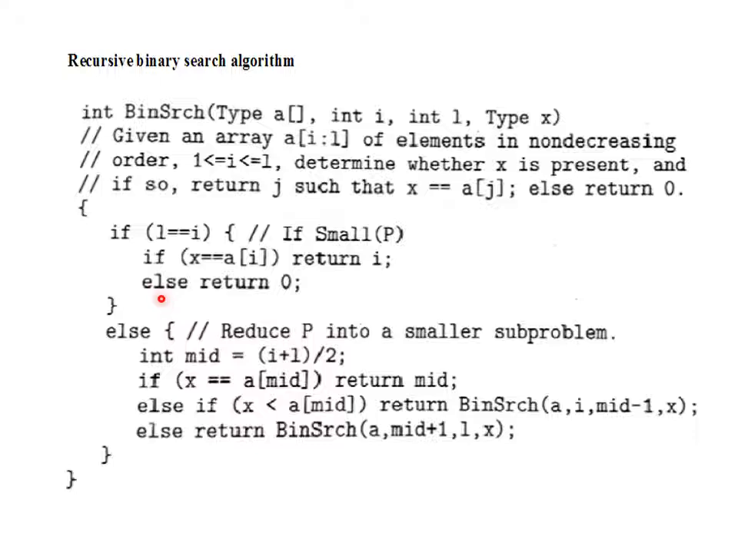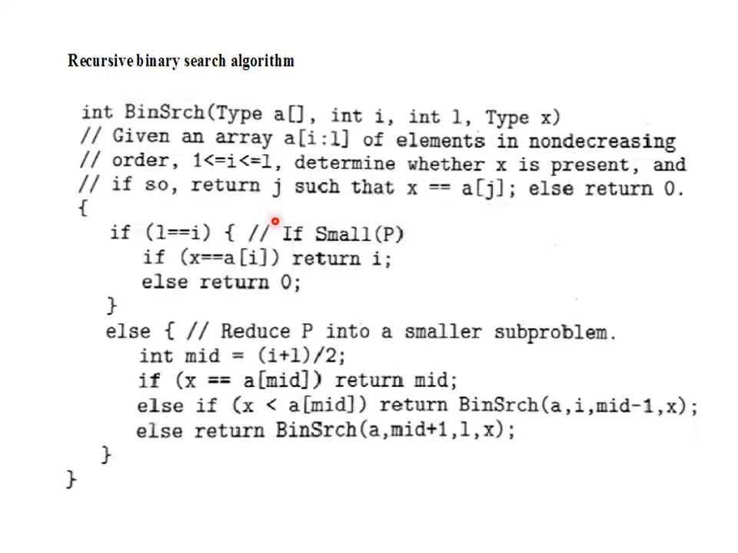The first part is called the base condition, or the terminating condition. Here, if l is equal to i, that indicates high equal to low. If the index values are the same, what does that mean? It means the number of items in the list is n equal to 1: the lower index value is 1 and the higher index value is 1. Then the problem is very small, and there is no need to divide.